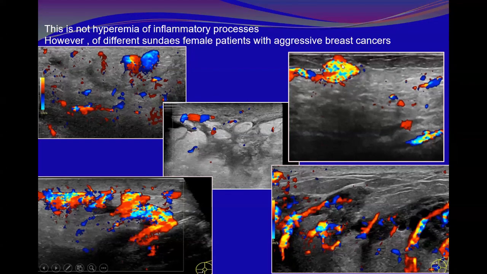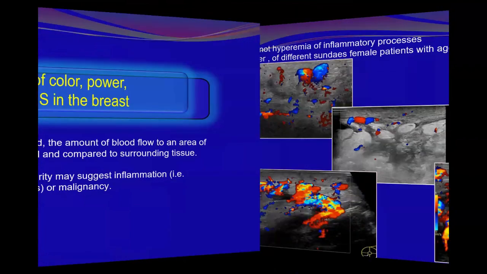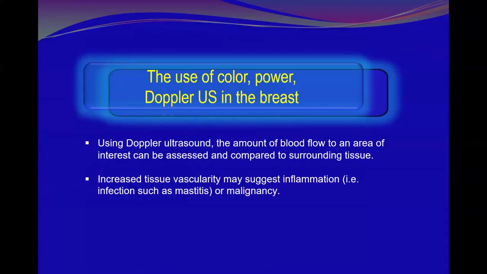And here these are dilated subcutaneous lymphatics, okay, with large filling of color signals, even here demonstrating aliasing, signifying higher velocity. Okay, so let us look together at the uses of color and power Doppler in the breast.